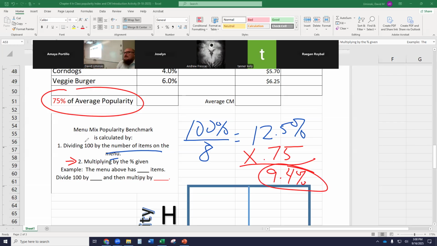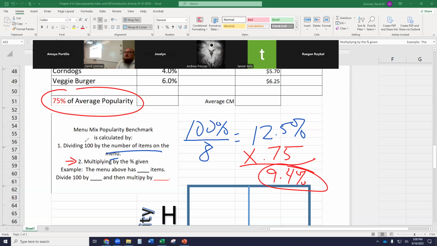Okay, where do we get 75%? That number will always be given to you in this class. For you as a business owner, you have to decide what that number is going to be. So let me explain it in a different way.